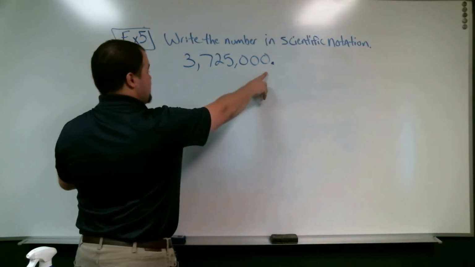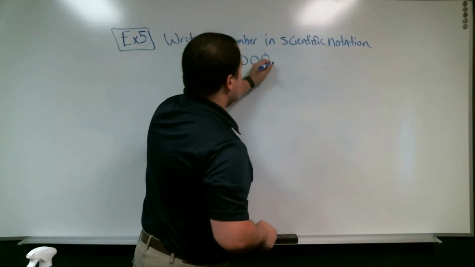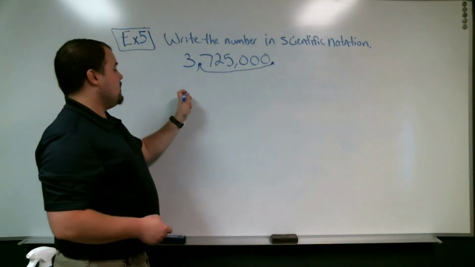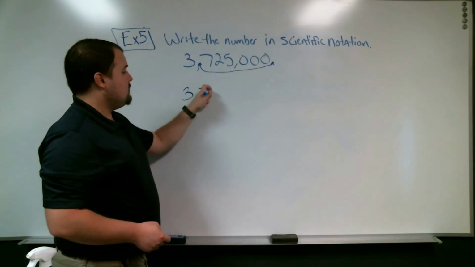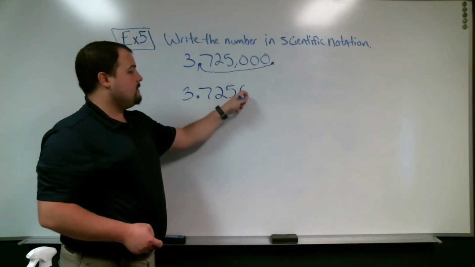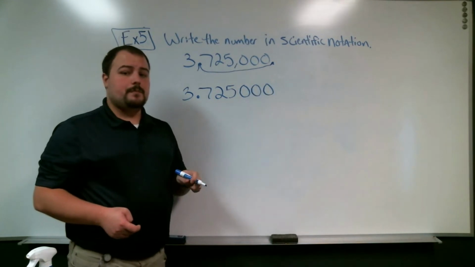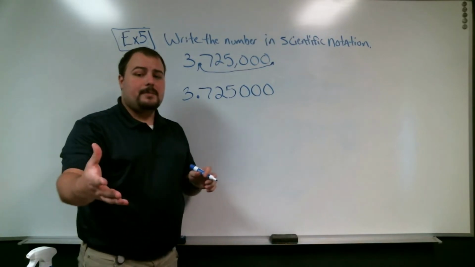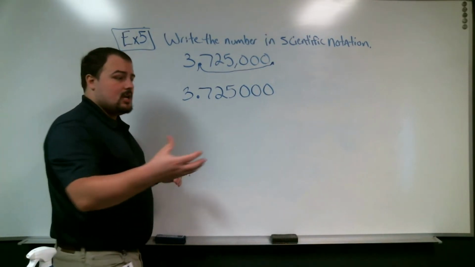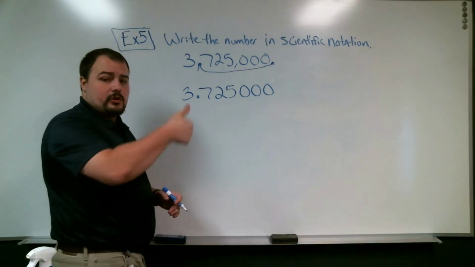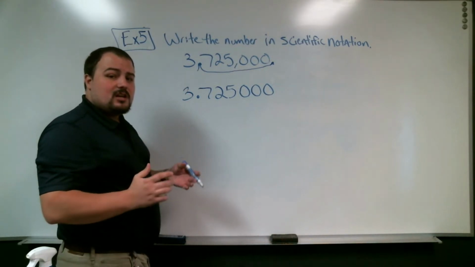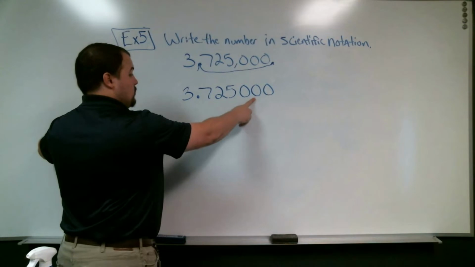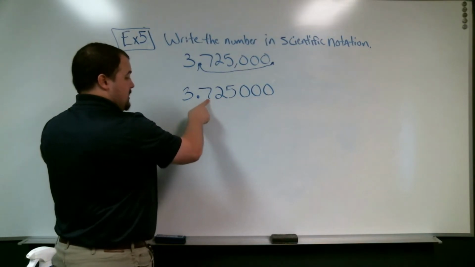What I want to do is put the decimal somewhere that's going to make this a number between 1 and 10. This decimal is going to go all the way right here. So it's now going to say 3.72500. What I did was I moved the decimal all the way from the back to the front. Now you copy down the directions of scientific notation. If we move the decimal to the left, the exponent's going to go up. So the exponent number that we're using is going to be going up. So we count up. This is a positive 1, 2, 3, 4, 5, 6.